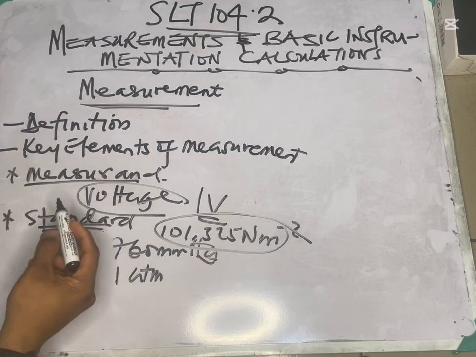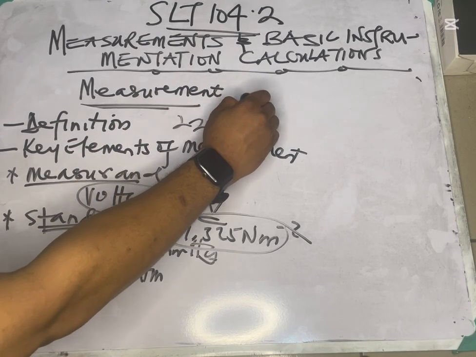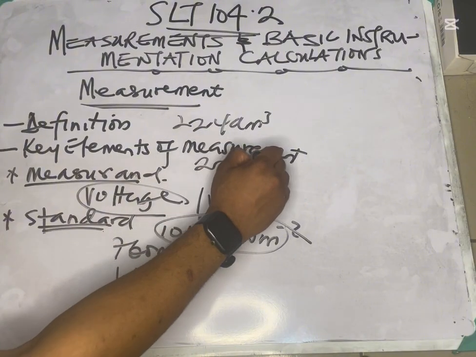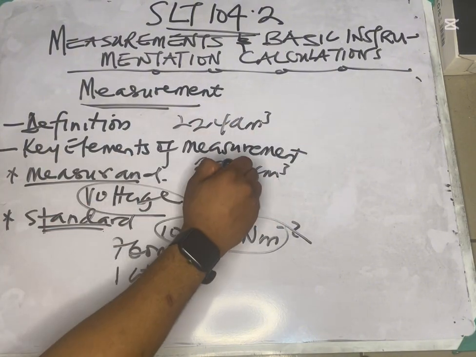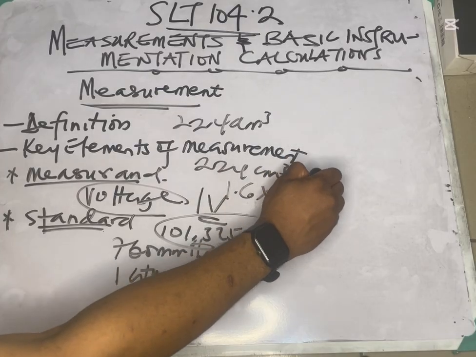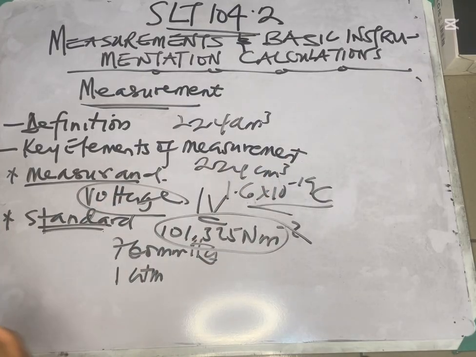Okay, if you want to measure volume, we have 22.4 dm cube. We have 224 cm cube. Okay, if you want to look at the electric charge, we have 1.6 times 10 raised to power minus 19 coulombs. These are like standard values for a given measurand. All right, so it is what is used as a reference point for you to actually compare the measurand.